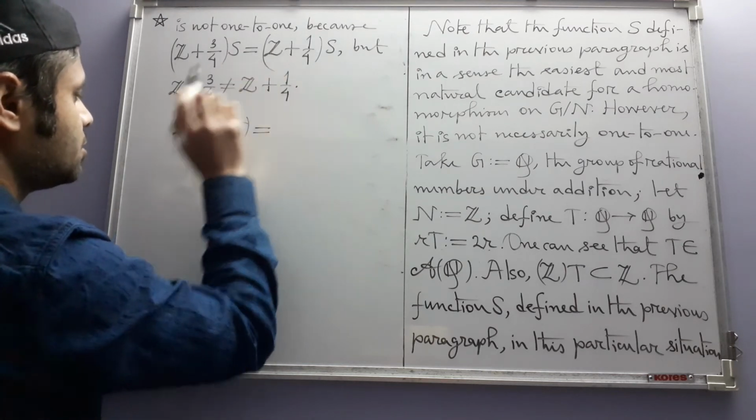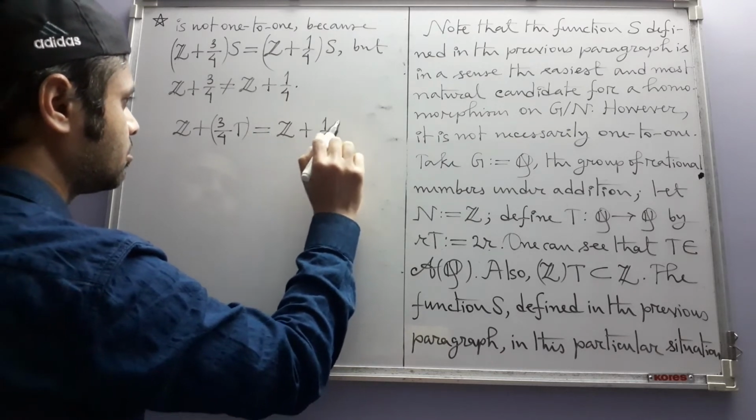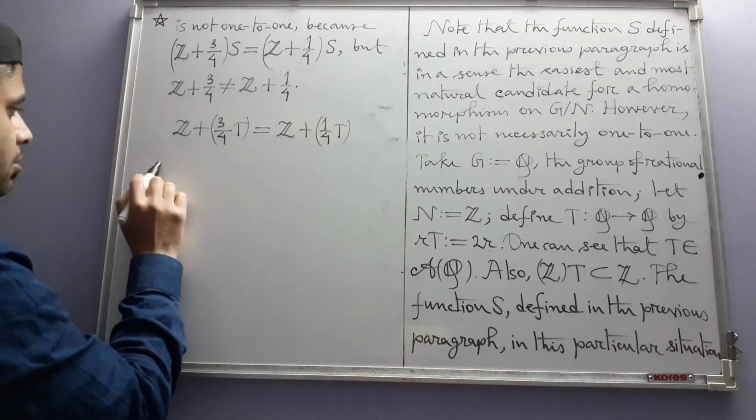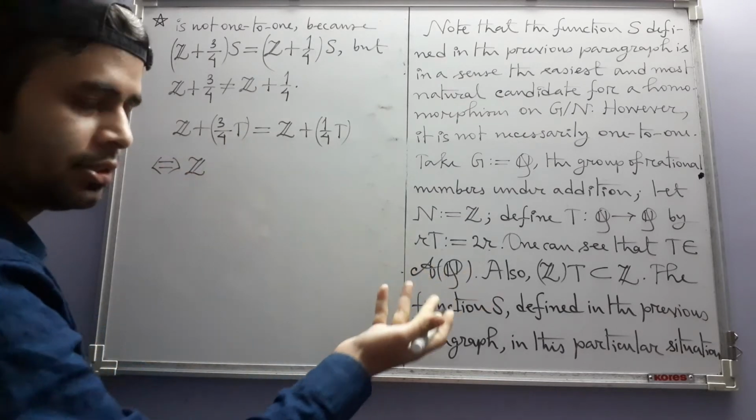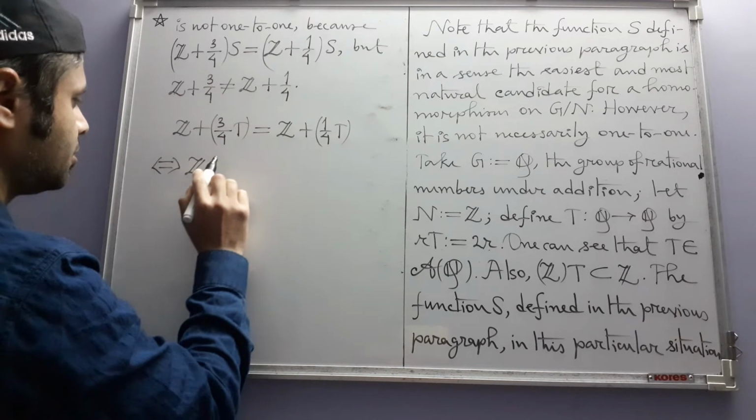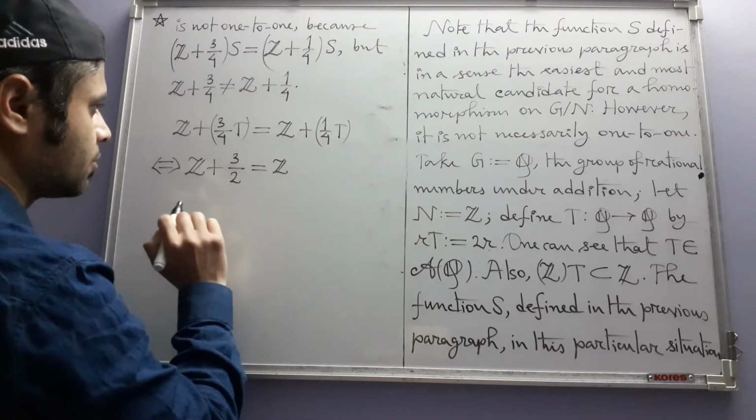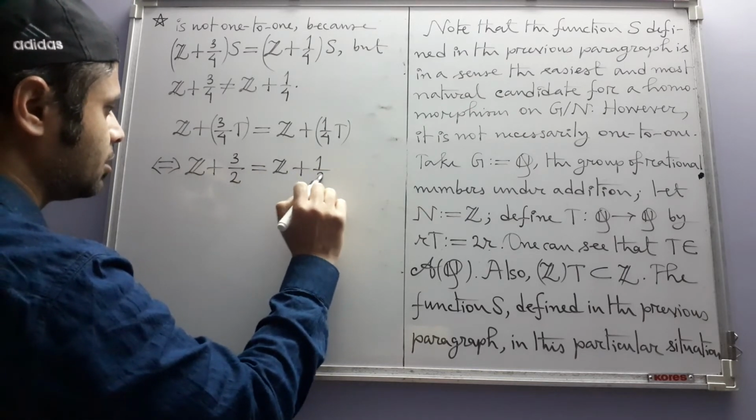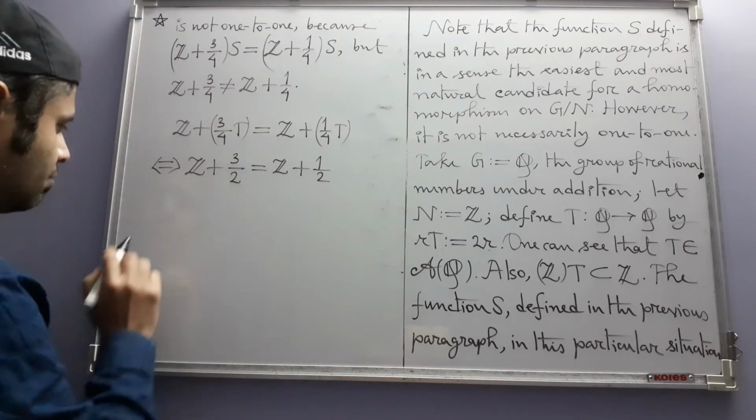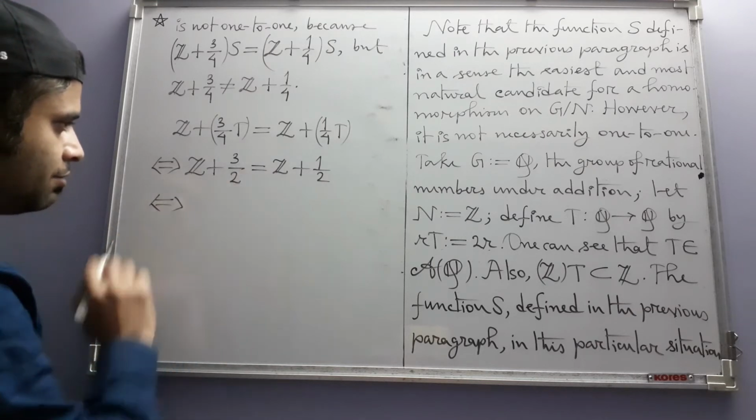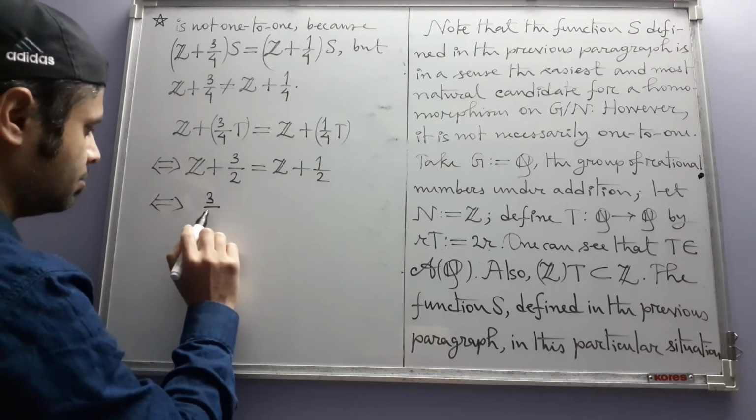So equality of these two things means this, and this is equivalent to, what is this? We are doubling all the rational numbers, right? So if you double this, you will get 3/2. And this one is 1/2, if you double 1/4. Are these two cosets equal? They will be equal if and only if the difference of the elements that are giving us these cosets belongs to Z.